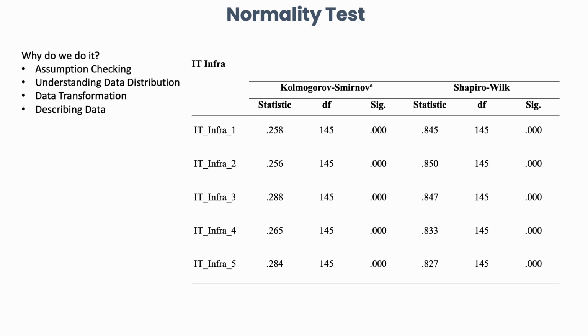Now, if we look at this table from the analysis of the assignment, one example that I would like to share in terms of the normality test is the IT infra. Based on the analysis, the null hypothesis assumes that the data follows a normal distribution, because we can see that it is indicated by the significance level of 0.000, which is less than the conventional threshold of 0.05.